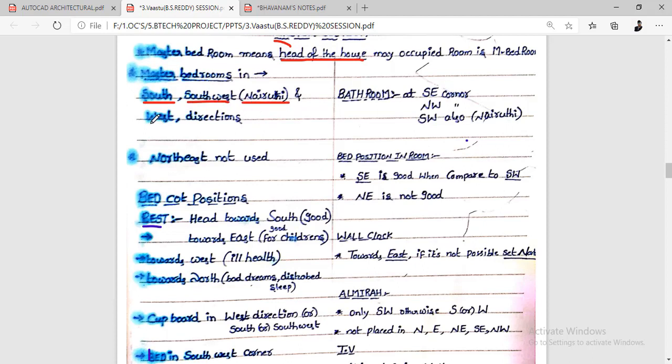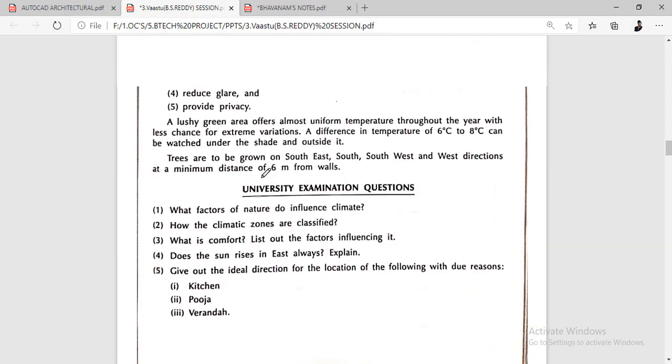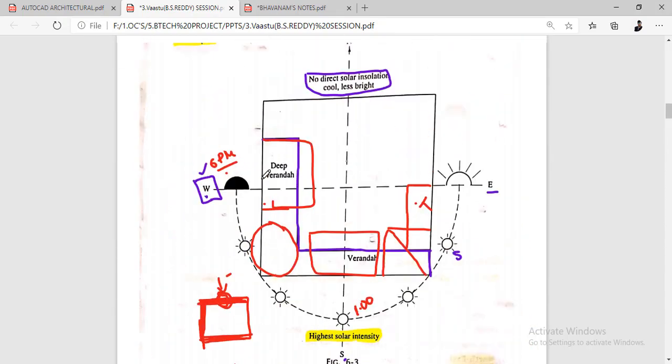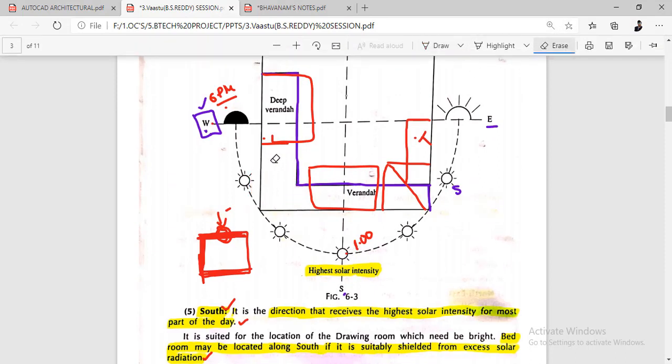Nairuti, in this or west directions. You need to provide it in the southwest, west side or south side. Mostly we decide the southwest is a better location for the master bedroom. See what the southwest is. If you come here, this is west and this is south. Somewhere here I need to provide a master bedroom, so let me draw it like this.